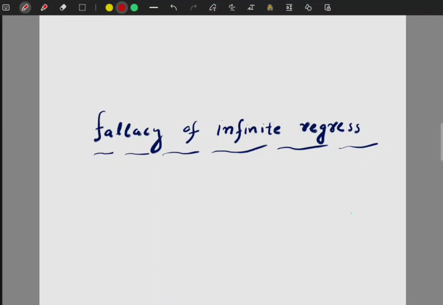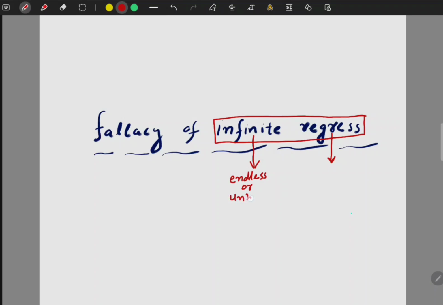Let us discuss today the fallacy of infinite regress. First of all, let us discuss this infinite regress. It contains two words, infinite and regress. Infinite means endless, or unbounded, and regress means the sequence in the back end or in the reverse direction. Combined, infinite regress means a sequence in the reverse direction which is infinite, which is endless.